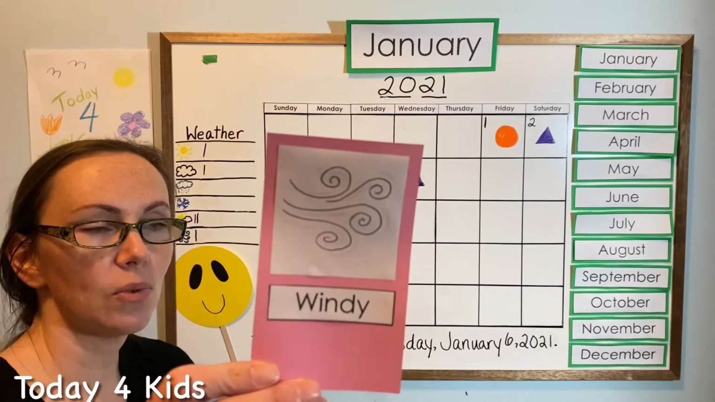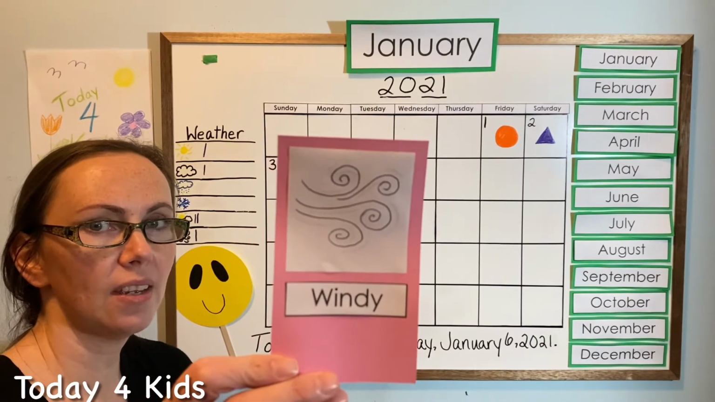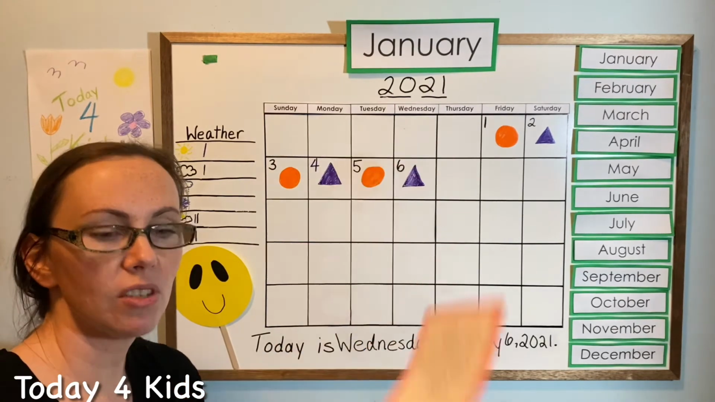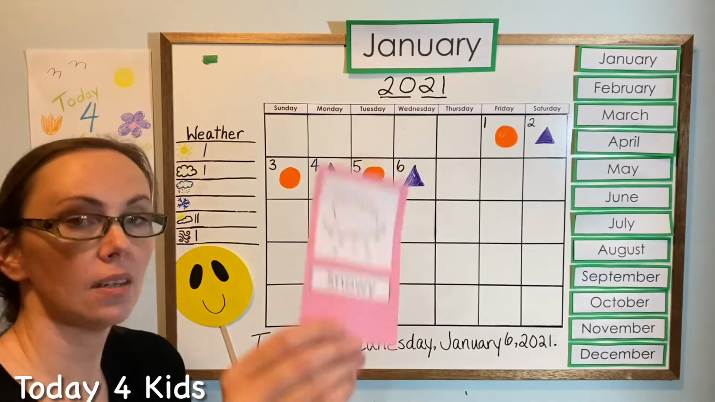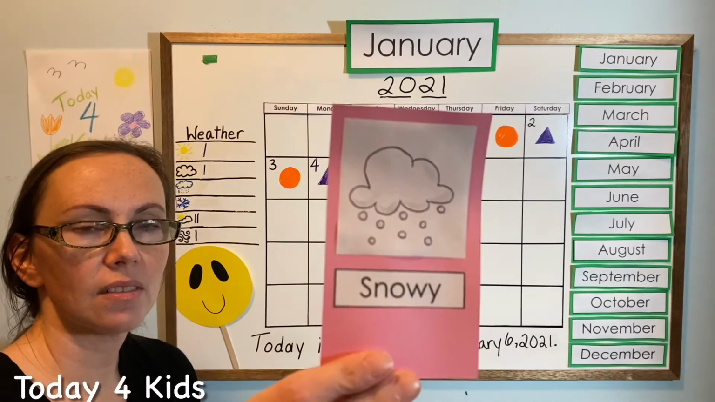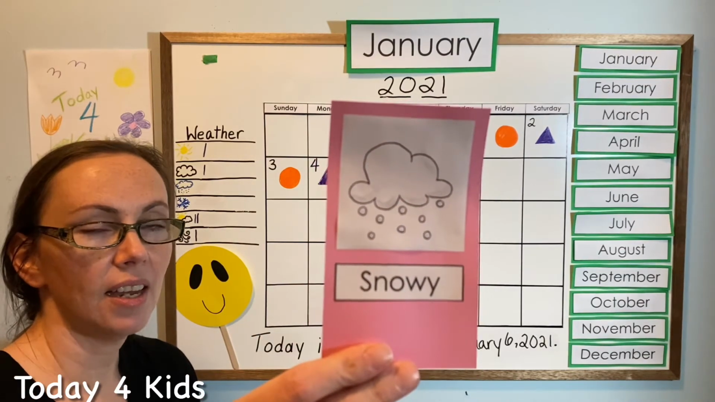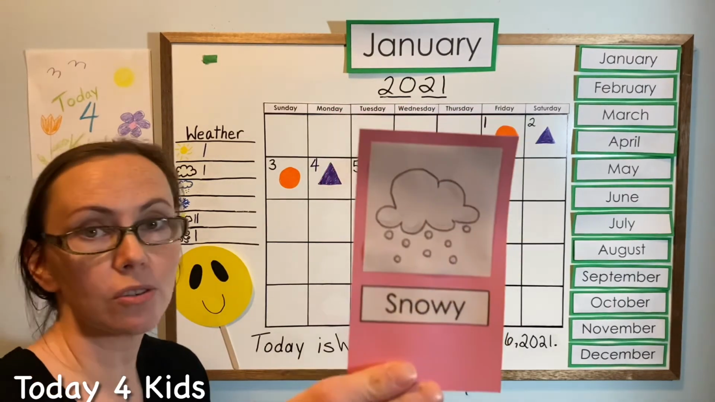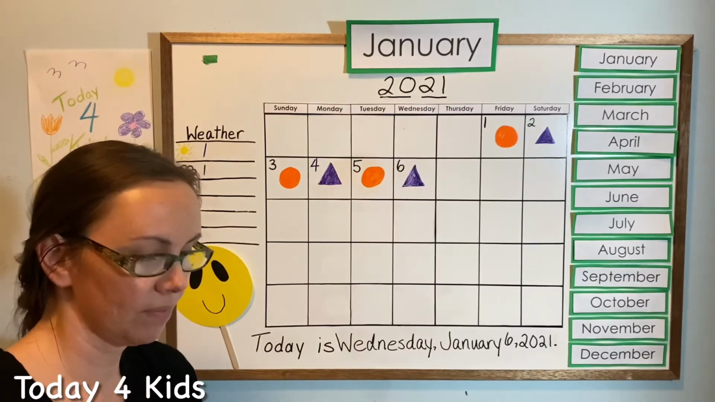What are those squiggly lines? Wind blowing? I didn't see any trees moving, no snow blowing. So it's not windy today. What about this one? Snow falling from the sky? I didn't see any snow falling. Lots of snow is already on the ground, but no snow is falling from the clouds today.